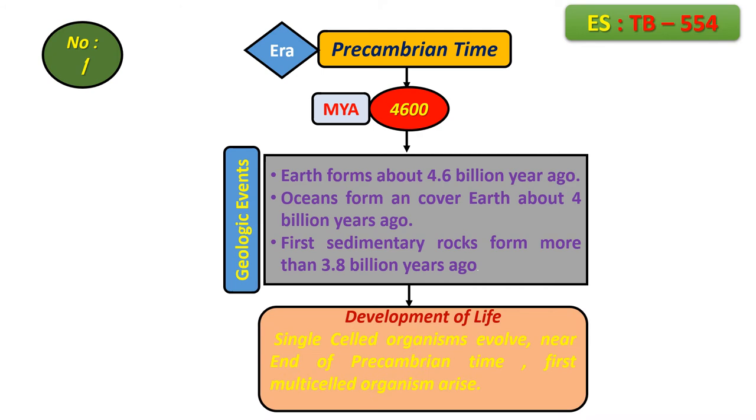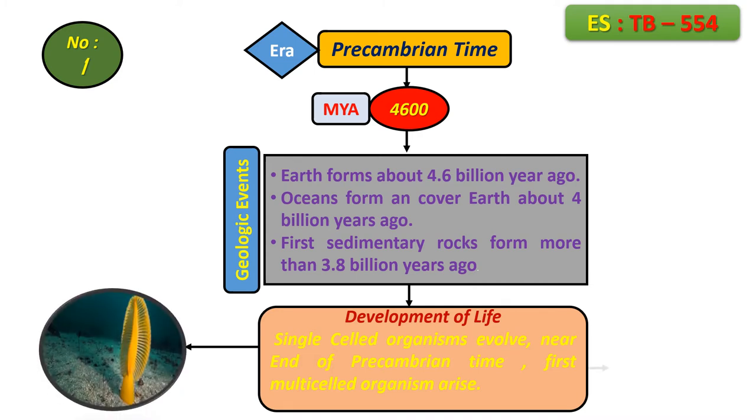Development of life. Single-celled organisms evolve in this period. Near the end of the Precambrian time, first multi-celled organisms arise. You can see some examples of life at that time.